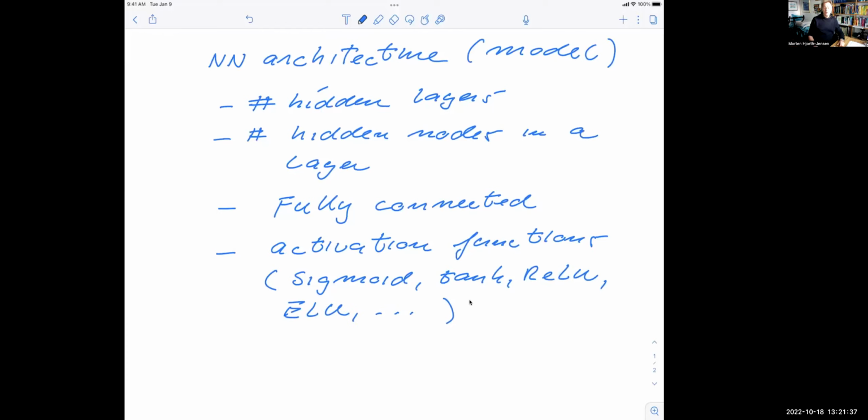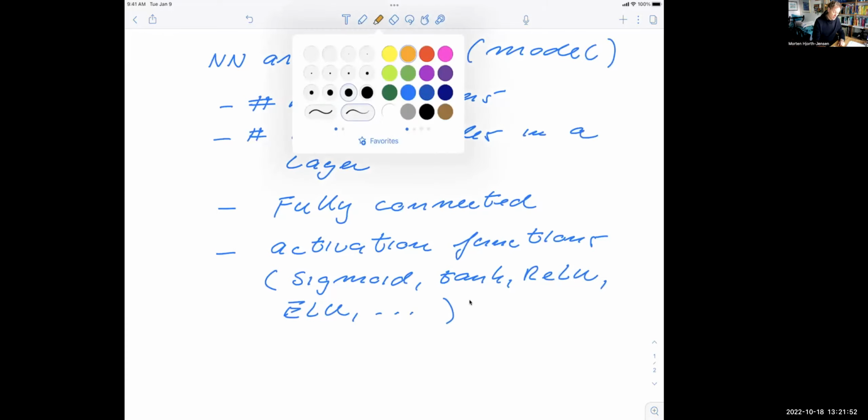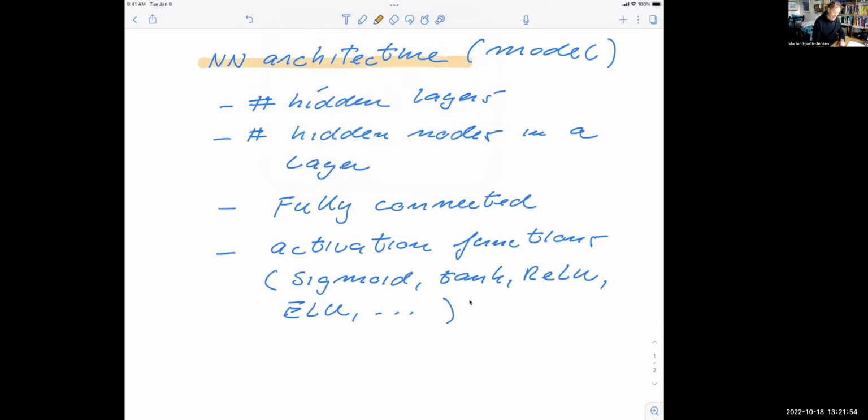So there is a plethora of these functions which can be used, and many people, when they are setting up a neural network calculation, will actually use these as a kind of parameters. But we will put them under the slot of architecture or the model. So we just outline this one. This is the first part.